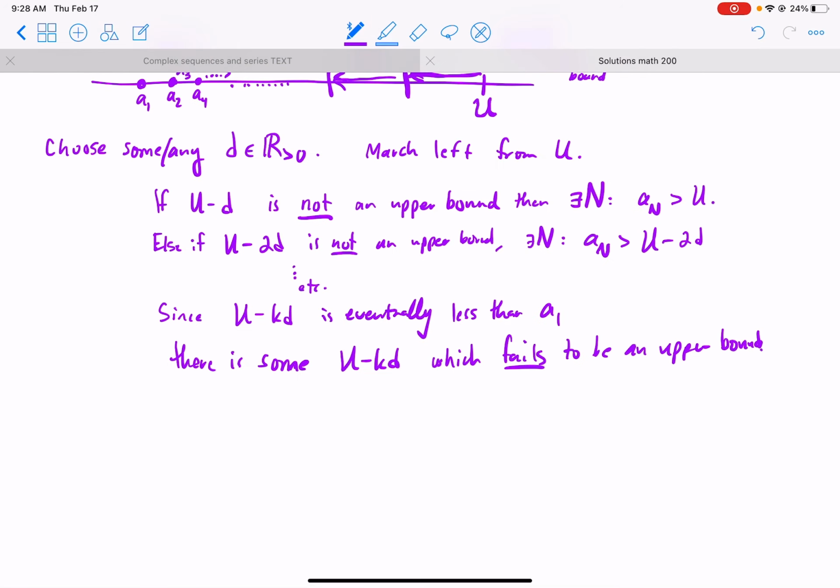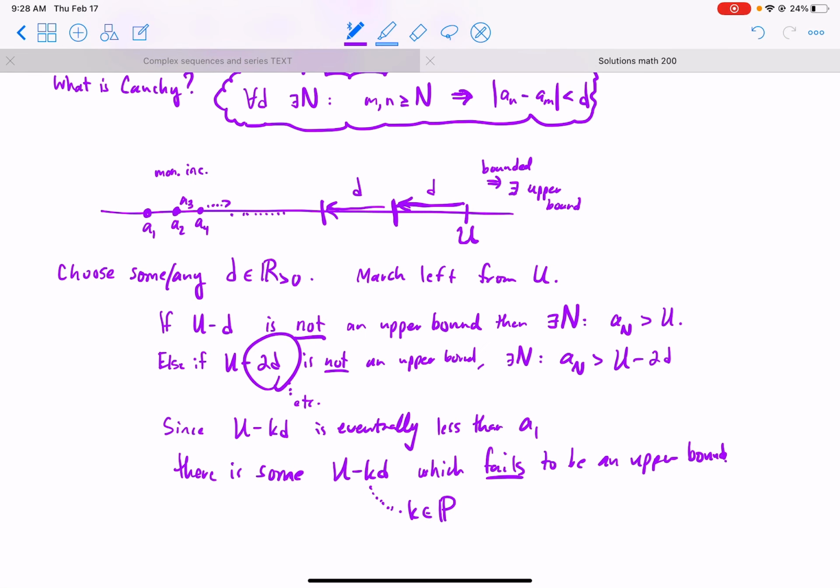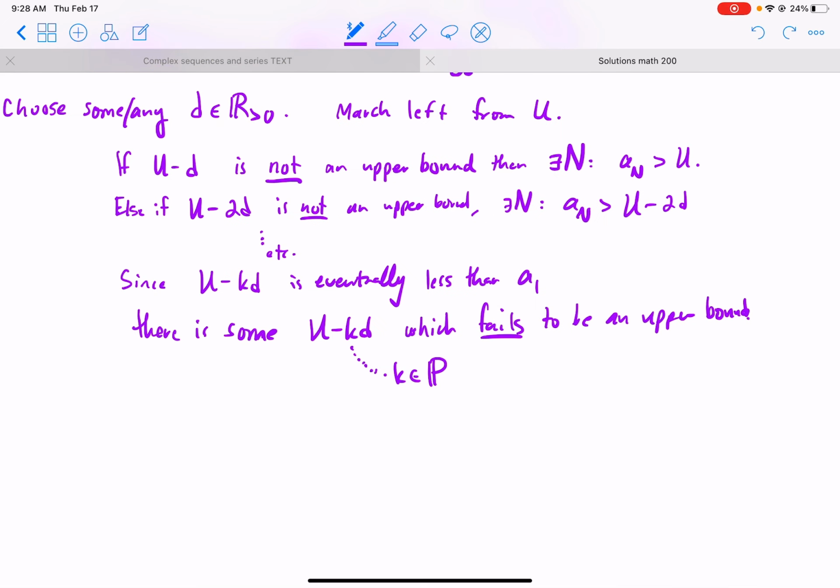Okay, and here I'll tell the reader, by the way, k is some positive integer. These are the steps: u minus 1d, u minus 2d, u minus 3d, etc. And so at some point, we're going to get past a1, and then that's clearly not an upper bound, because a1 is greater than u minus kd. But okay, so there is some u minus kd which fails to be an upper bound, but u minus one less step, the previous step, is still an upper bound.